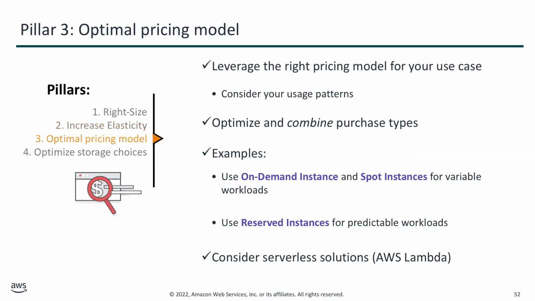Optimal pricing model. So we should leverage the right pricing model for our use case. Obviously, considering our users' patterns, we can optimize and combine purchase types. For example, use on-demand instances and spot instances for variable workloads, but go for reserved instances for predictable workloads, right? We can also consider something called a serverless solution, AWS Lambda, which is another compute service which we are going to look at in a short while.